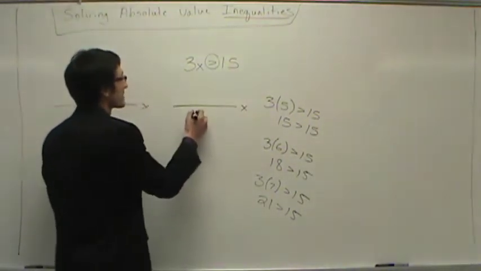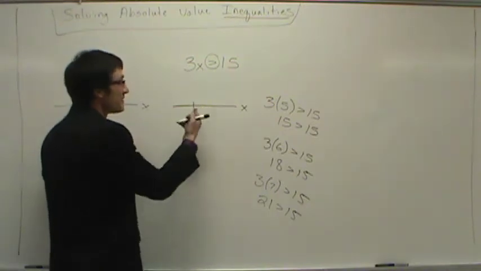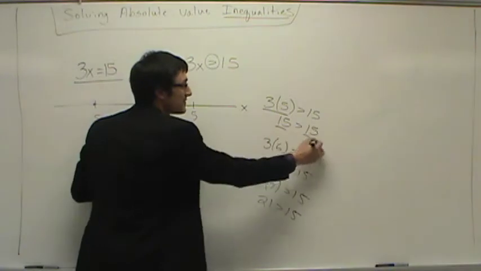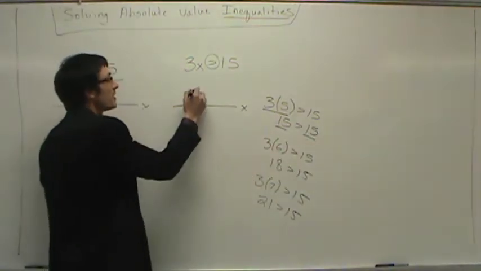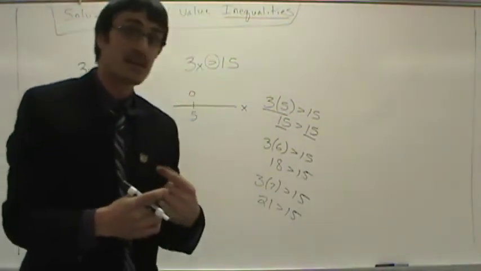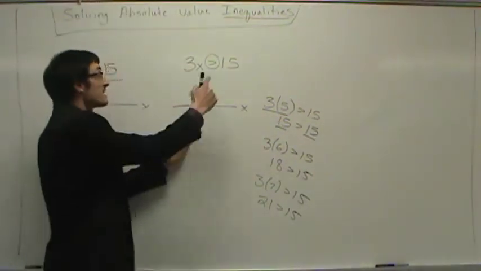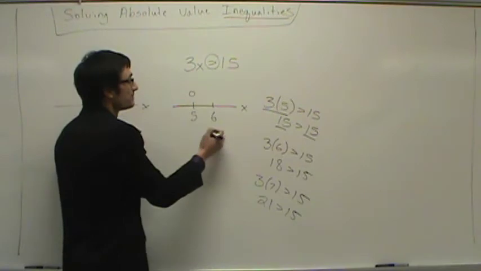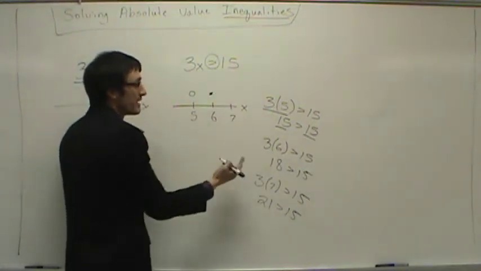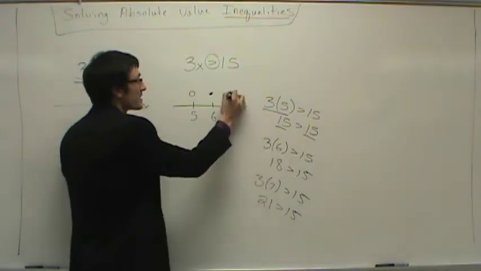Call this the x-axis. Here's 5. Did 5 work? No. 5 did not work because 15 is not greater than 15. So we put an open circle. Open circle means 5 is not a number that makes this true. Does 6 work? Yes, 6 works. So we're going to put a closed dot. Does 7 work? Yes, 7 works. We're going to put a closed dot.